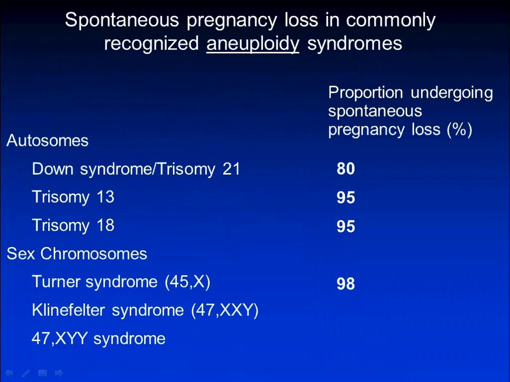Here is the data showing how many pregnancies are lost with aneuploidy. For example, about 80% of pregnancies with Down syndrome are lost. This number is increased with trisomy 13 or 18, and this number is even higher with Turner syndrome.